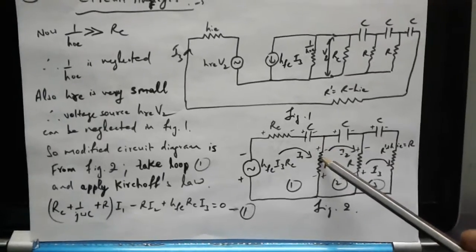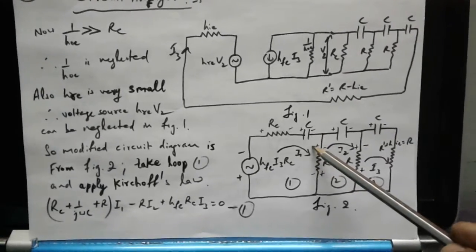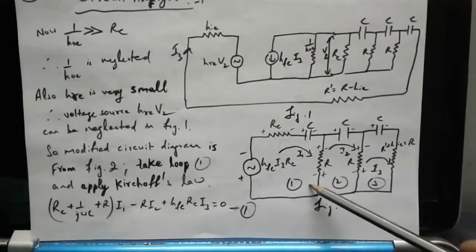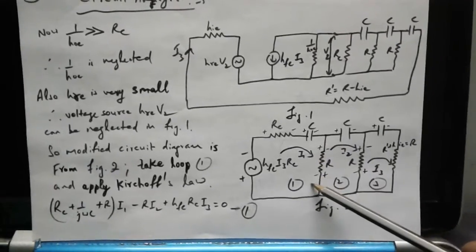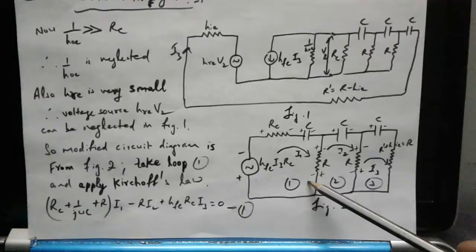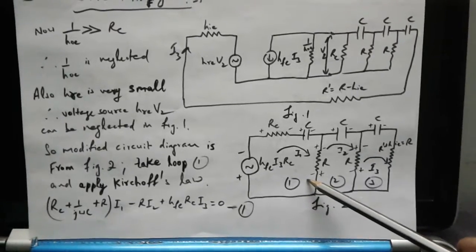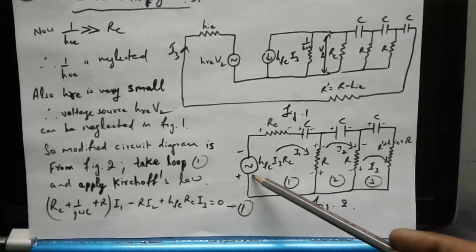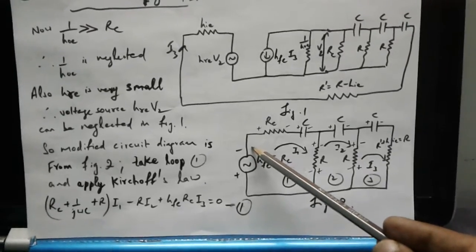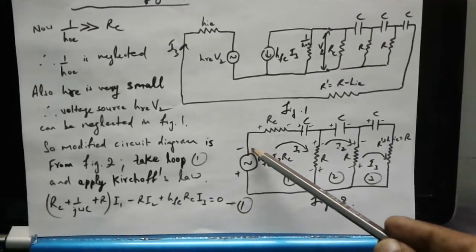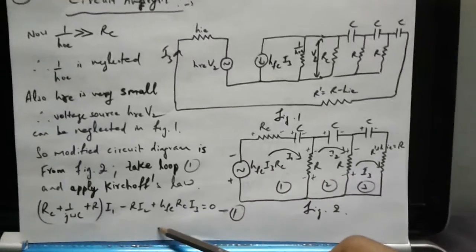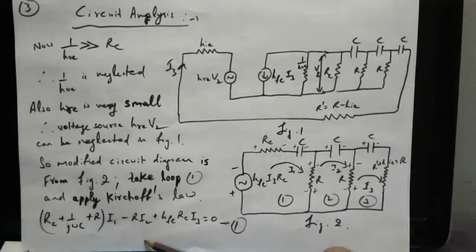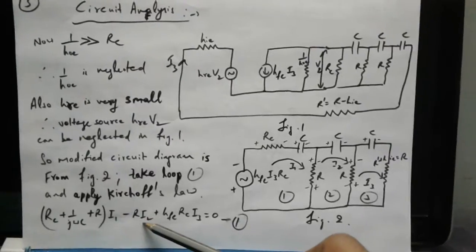Now in this resistance R, we are moving from upwards to downwards, so from plus to minus, so that is also I3 into R positive, and the voltage source, we are also going from plus to minus, so that is also positive. The only term that is negative is minus R I2.